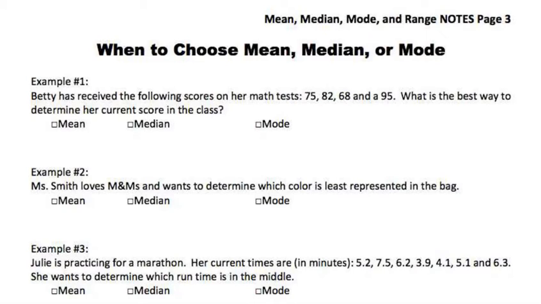When to choose mean, median, or mode. So let's look at some examples. Betty has received the following scores on her math test: 75, 82, 68, 95. What is the best way to determine her current score in class? Okay, looking at these numbers, we want to use the mean always, unless there's an outlier or there's multiple numbers. I don't see an outlier in this because they're all pretty close to each other in distance. So we're going to use the mean for this one.